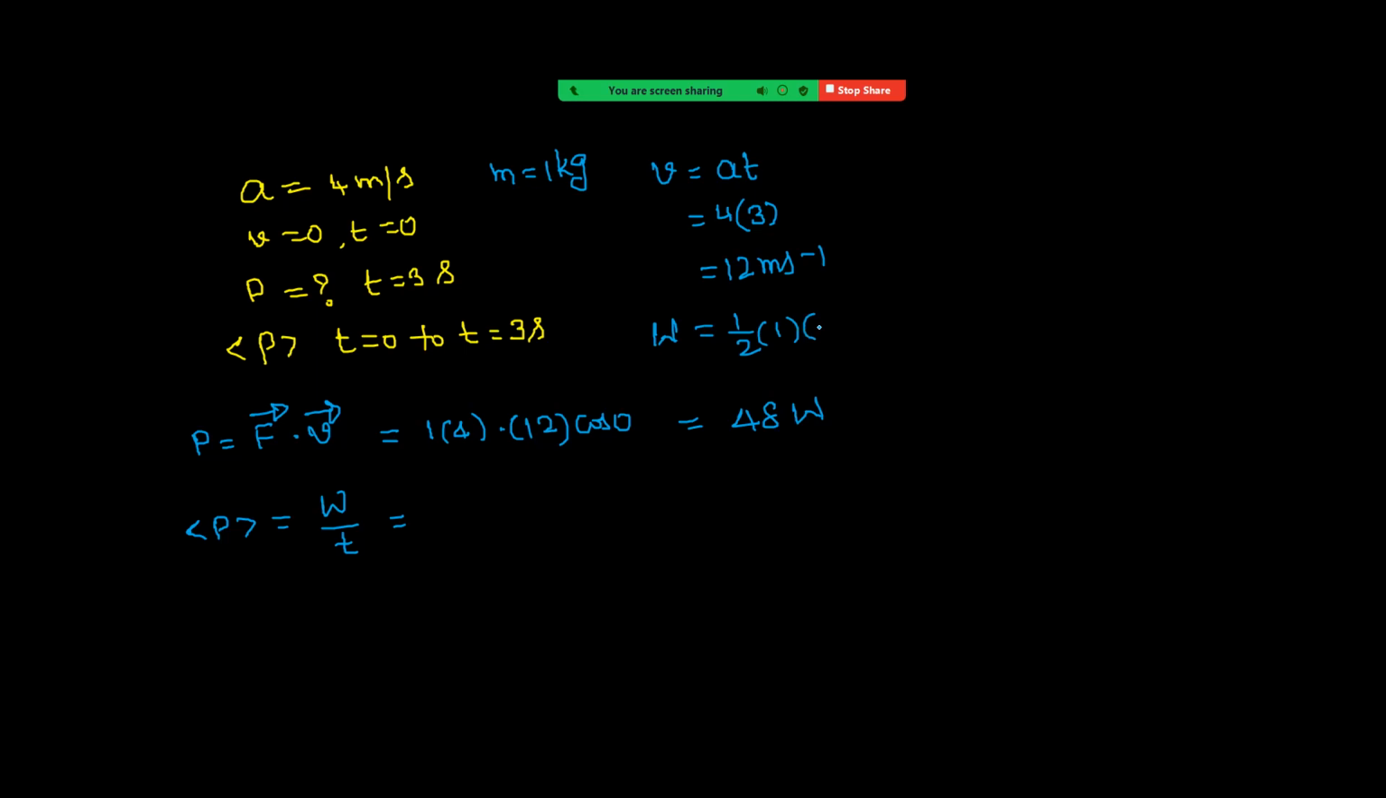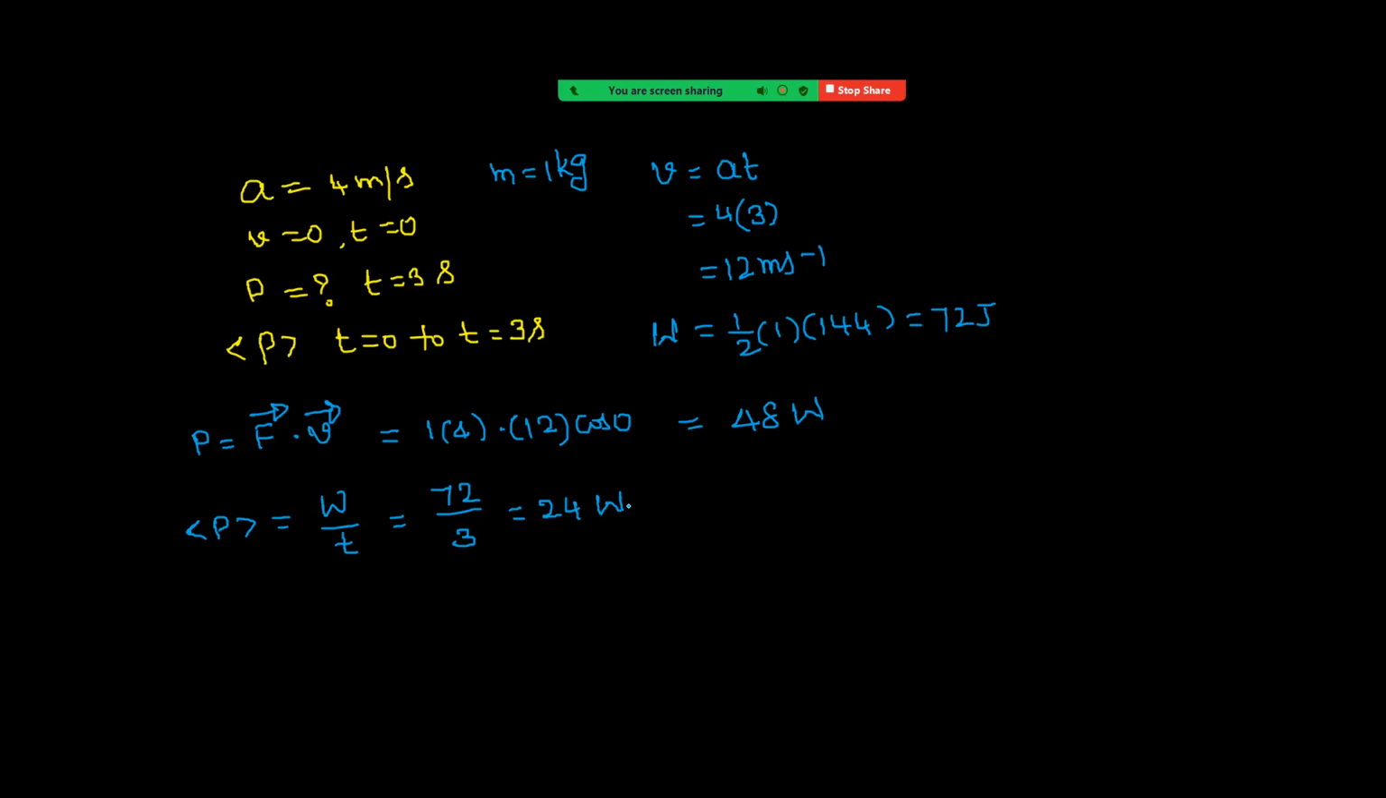half m v square, 12 square is 144. This is now 72 joule, right? This is the work done in the first 3 seconds. So work done is now 72. Time interval given is 3 seconds. So 72 by 3. See how many times 3 here: 2 times 12, 4. So 24 watt, right? So like this, we can calculate average power.